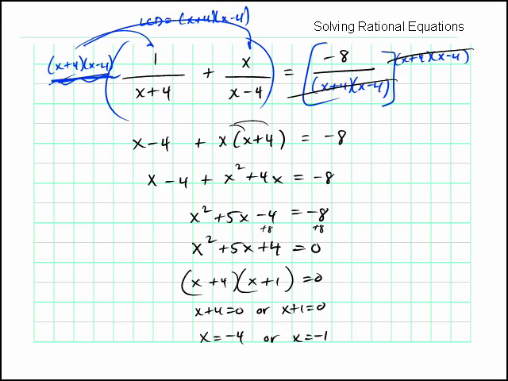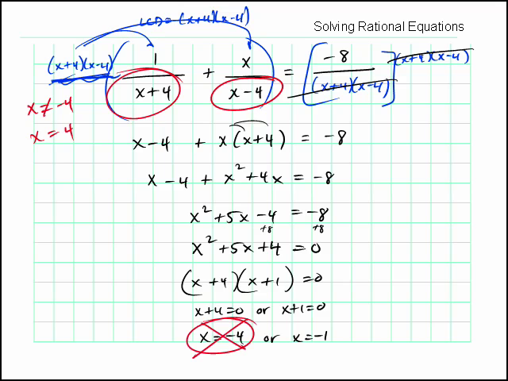Once again, I have to check and see what's going to cause division by 0 in the original equation. If I go up to the original equation, I can see right there that x cannot be negative 4. And right here, that tells me x cannot be positive 4. It can be neither one of those. So I have to rule out that negative 4 as one of my answers. The only correct solution is negative 1. Negative 1 is the solution to our equation.